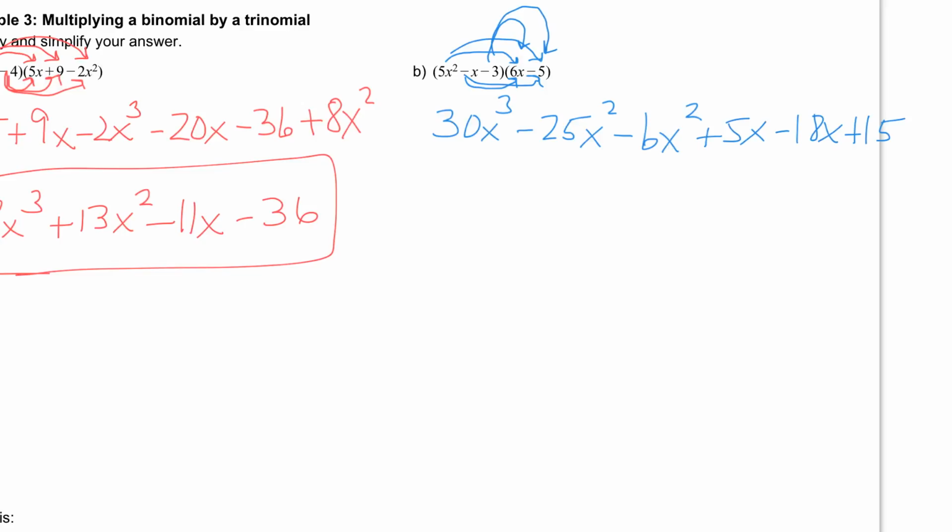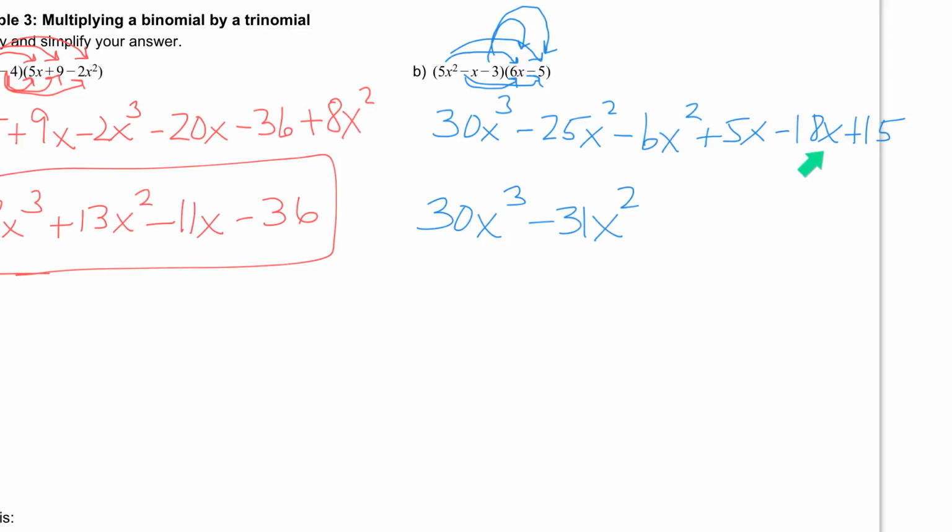And from here, I look to combine my like terms. So I have my x to the third. There's nothing to combine it with, so I bring it down, 30x to the third. Then I have a negative 25x squared and a negative 6x squared. These two are like terms. If I add them together, I get negative 31x squared.